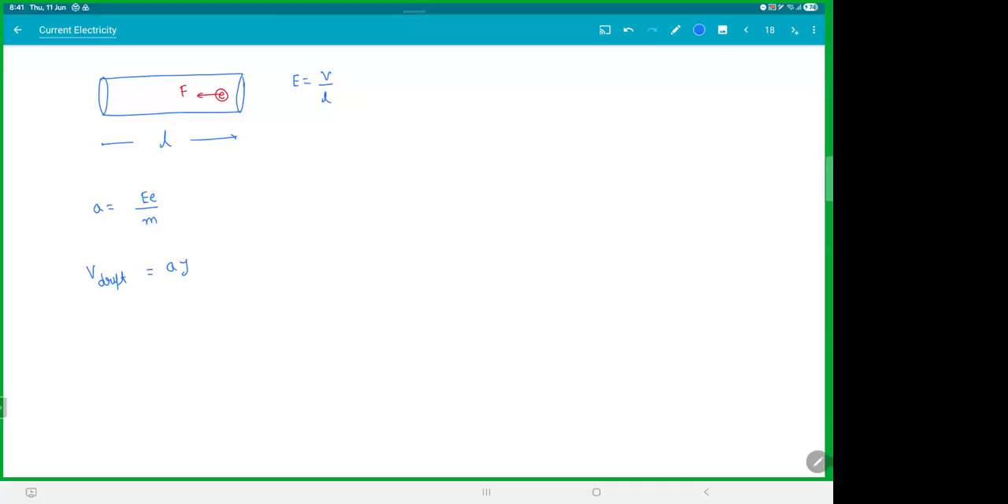So we define something called tau. What is this tau? Again, this thing comes from KTG. Tau is called relaxation time. So what is relaxation time? This is the average time interval between two consecutive collisions.